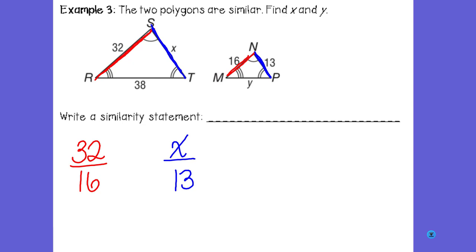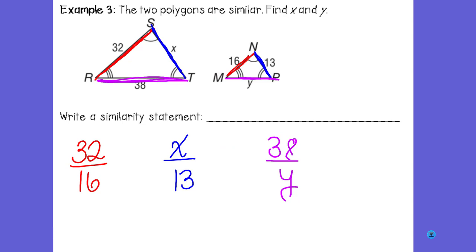And then finally, RT, three curvies, two curvies. RT corresponds with MP. So my last ratio is 38/y. So if these two polygons are similar, which they are, these three ratios should all be equal to each other.